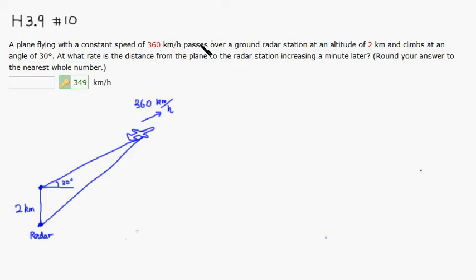a minute later. So which means that in 1 minute it can travel 360 kilometers times 1 minute, which is 1/60 hours. So the 0 cancels out and it's going to be just 6 kilometers. So at this point, the distance from here to there is 6 kilometers.